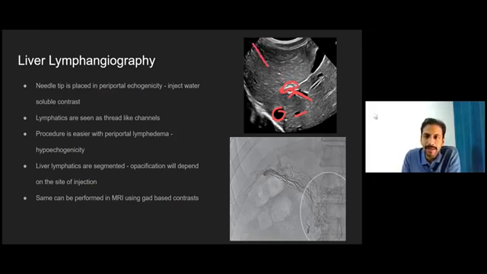We have to put a thin Chiba needle into that particular echogenic area and inject contrast, like water soluble contrast, into those lymphatics, which will opacify the hepatoduodenal lymphatics like this. Multiple thread-like structures emanate from the liver and flow towards the duodenum. This is an example from the literature, showing lymphatics going towards the duodenum, and in fact there is some leak into the duodenum as well in a patient who had protein-losing enteropathy.